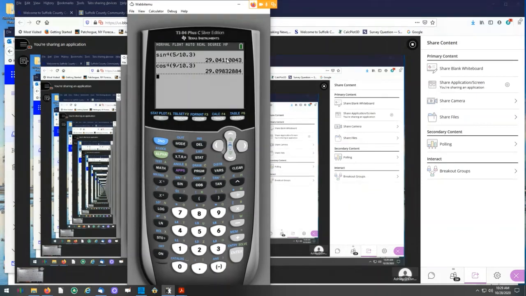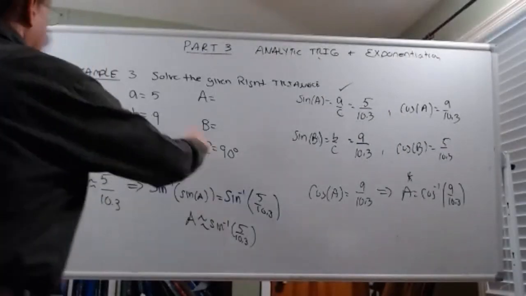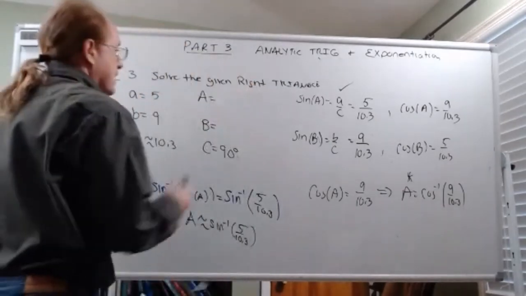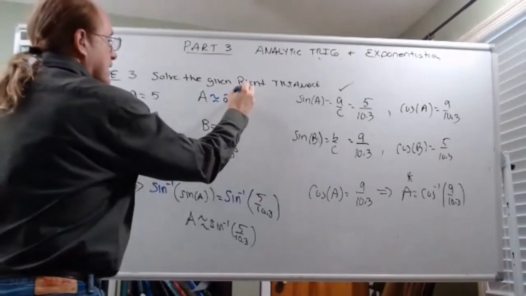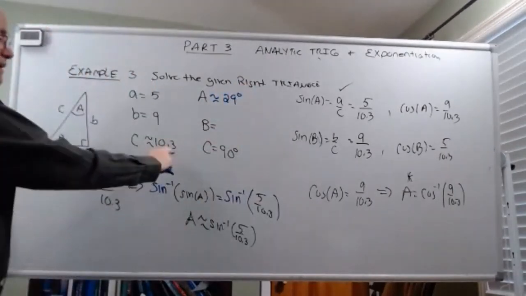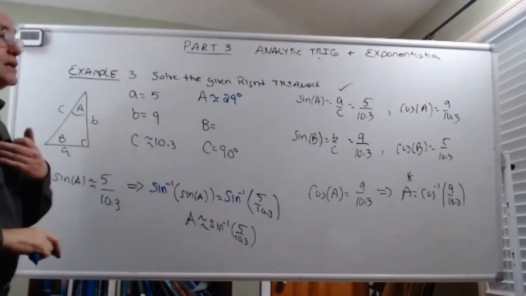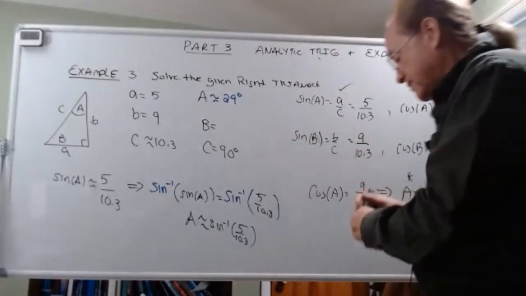So what I would say is that angle A, now that we have an approximation for that, is approximately 29 degrees. If I know this to a tenth, I'm only going to know that to a degree. Now what could I do? Well, I could try and solve B over here, but I don't have to do this complicated stuff.